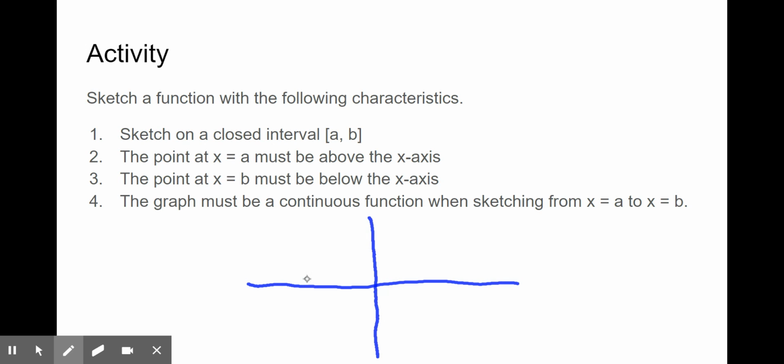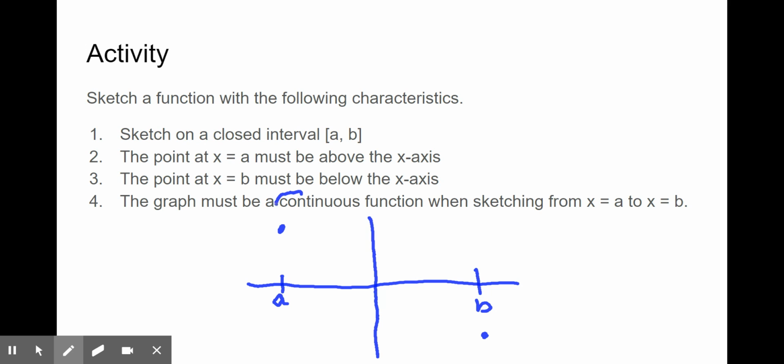Okay, so it's got to be sketched on a closed interval a to b. So that means it's going to include a and include b. At x equals a, it must be above the x-axis. So here you go. At b, it's below the x-axis. So here you go. The graph that I draw must be a continuous function when sketching from x equals a to x equals b. So it's got to be continuous.